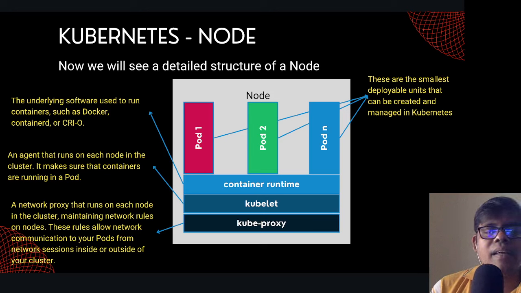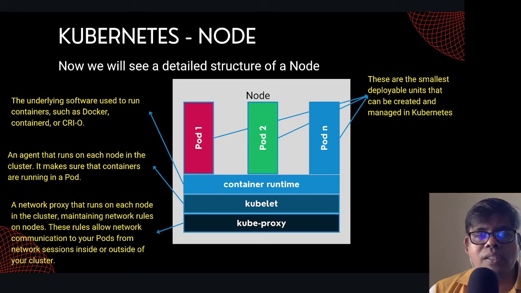This container runtime, as we previously also talked about, Docker is an example, containerd is an example, CRI-O is an example. Like that, multiple container runtimes are there. That's why throughout this presentation, we didn't specify Docker as such, but we just mentioned container. Okay. And here these are the pods. You can think like multiple pods can be there on one node. These pods are the smallest deployable units that can be created and managed in Kubernetes.